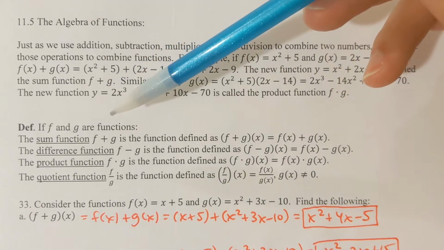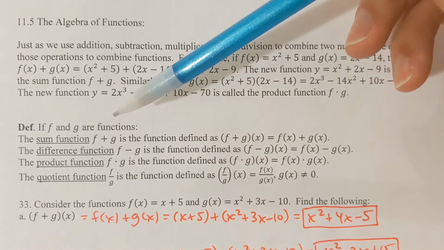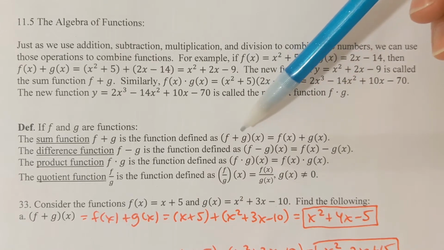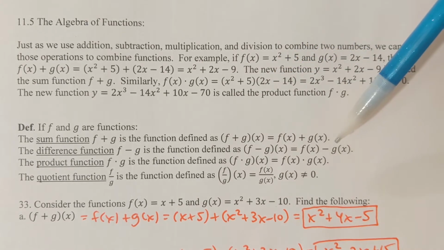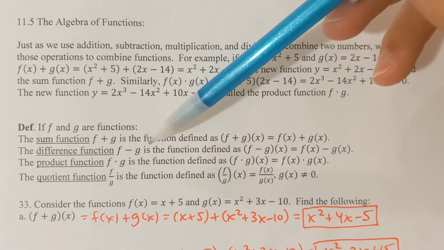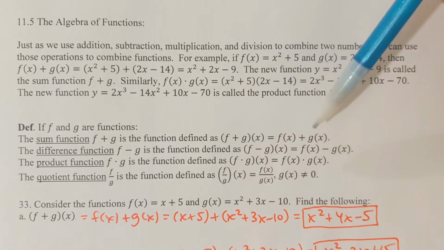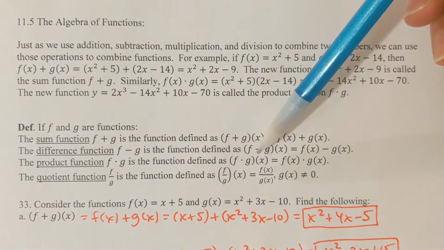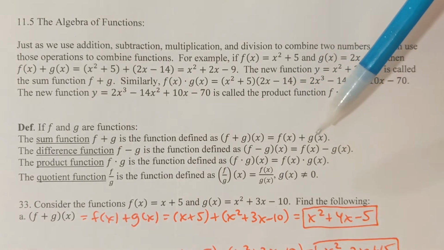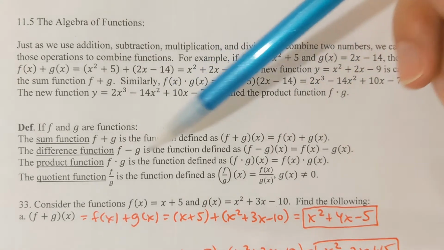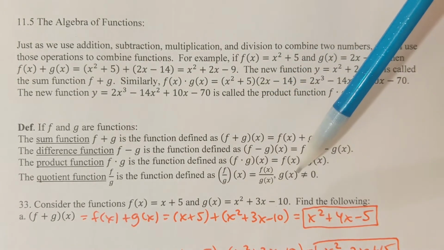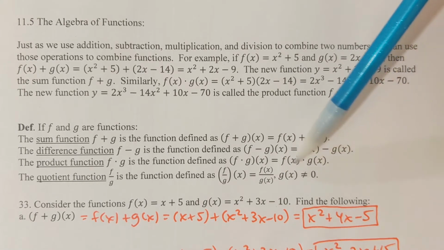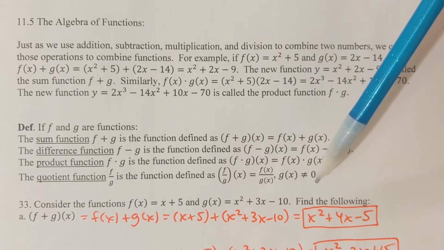In general, if f and g are functions, then the sum function, f plus g, is defined by f plus g of x, and you just simply add the two functions together there. The difference function, f minus g, is defined by f minus g of x, and you'd be just subtracting the two functions. The product function, f times g of x, is where you're going to be multiplying the two functions. And then the quotient function, f divided by g of x, is where you would divide f of x by g of x. And just like with numbers, you can't divide by 0. Same thing with functions. G of x can't be the 0 function.